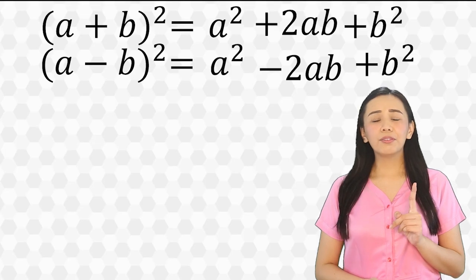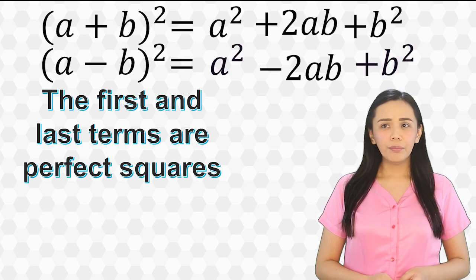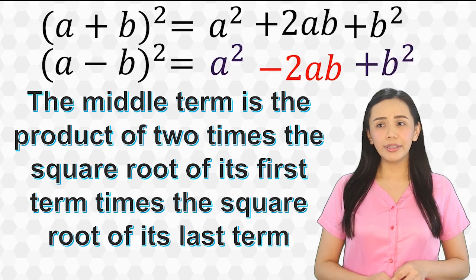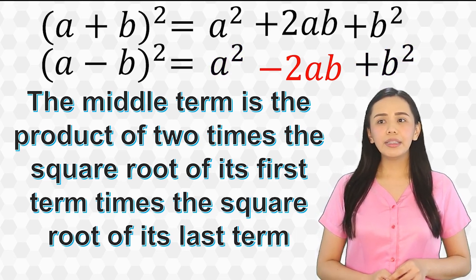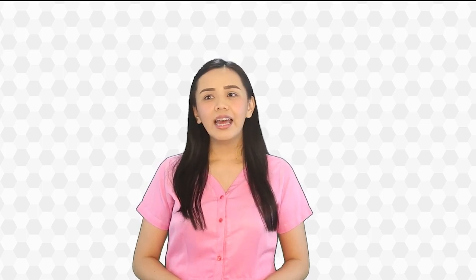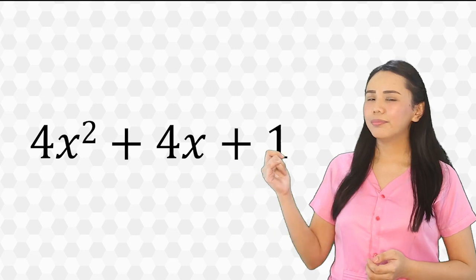A perfect square trinomial has 2 characteristics. 1 is that its first and last terms are perfect squares. And 2, its middle term is the product of 2 times the square root of its first term times the square root of its last term. If you are able to verify that a trinomial has these 2 characteristics, then factoring it would be as easy as a breeze. Let us take this trinomial as an example.